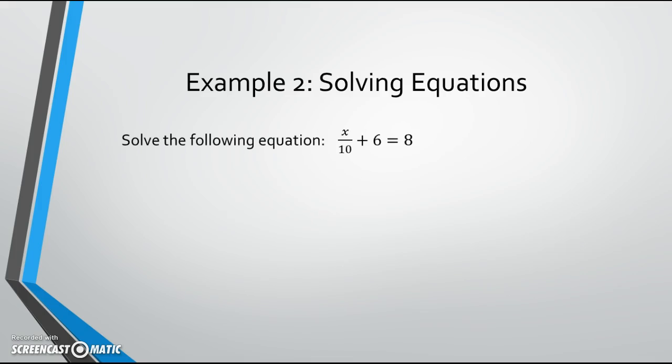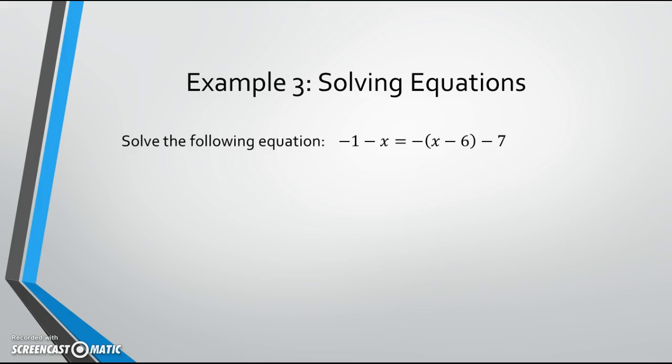Okay, so let's look at this with actual numbers. Here this time we have x divided by 10 plus 6 equals 8. So we need to get rid of the plus 6 first. So we subtract 6 from both sides and get 2. To get rid of divide by 10, we multiply by 10 and we get x equals 20.